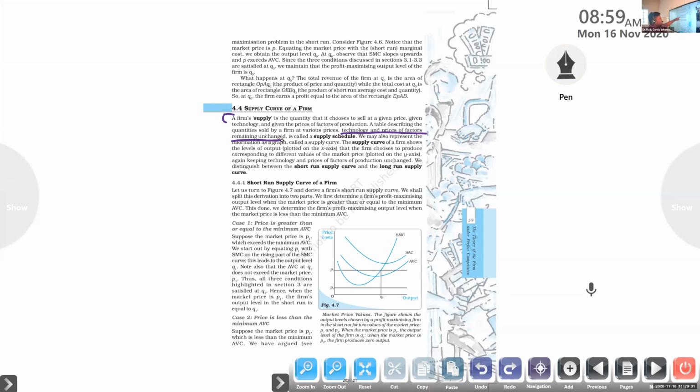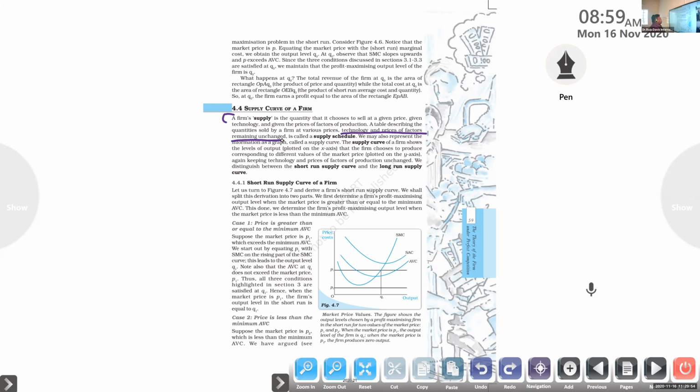Okay, so already we discussed here a table describing the quantity sold by a firm at various prices, with technology and prices of factors remaining unchanged. That is supply schedule. Now we are able to draw a graph with the data in the table. That is called the supply curve. Underline that.